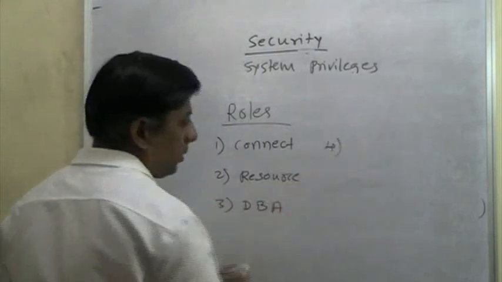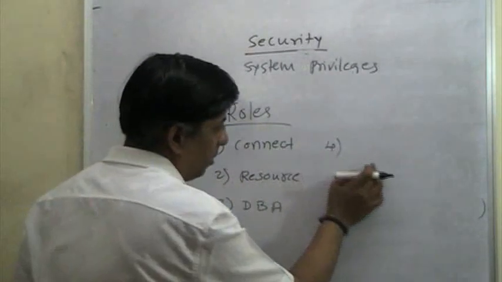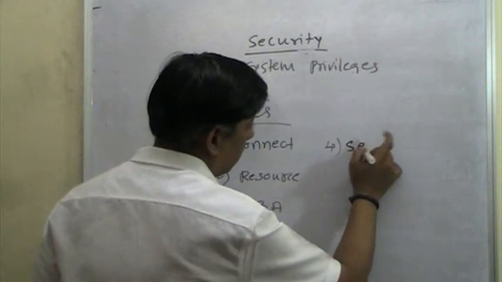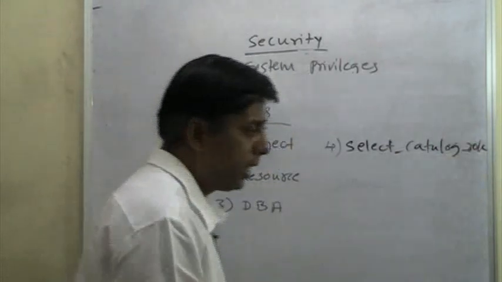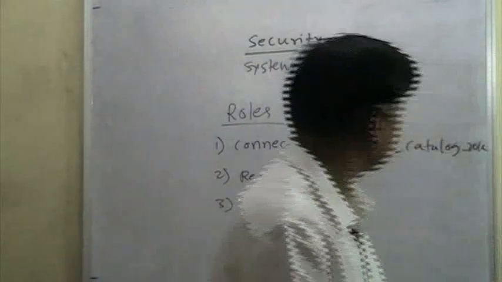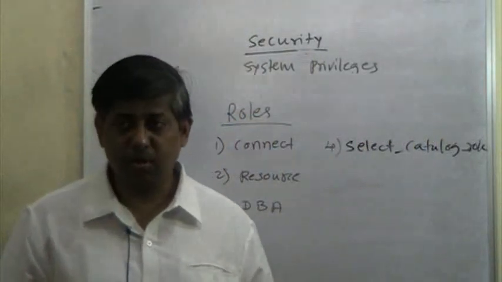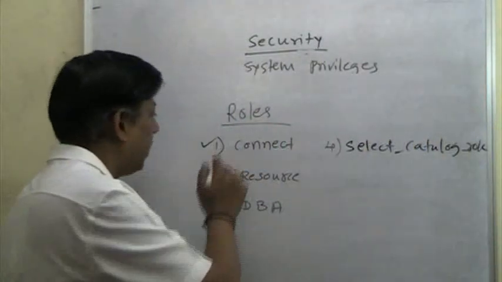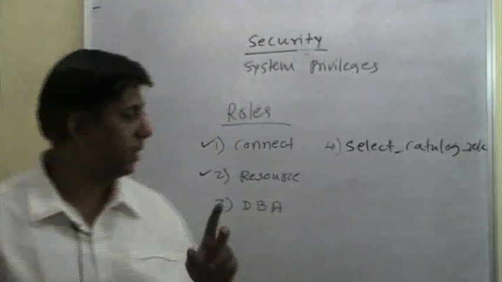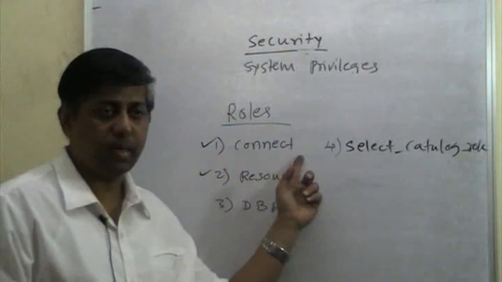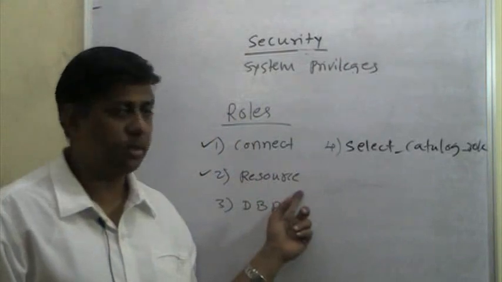The fourth one is... there are quite a few of them, but I'm just mentioning the important ones. There is something called SELECT_CATALOG_ROLE, and this is a role which usually a DBA can grant to normal users. Normal users means a user who has been granted only connect and resource. All of you, when we were doing the SQL class, we had granted only connect and resource. So we were able to connect to the database because of the create session privilege that gets granted, and we were able to create tables and certain other objects.